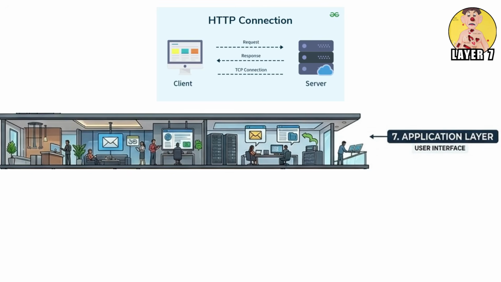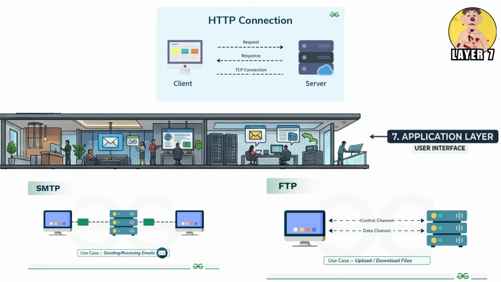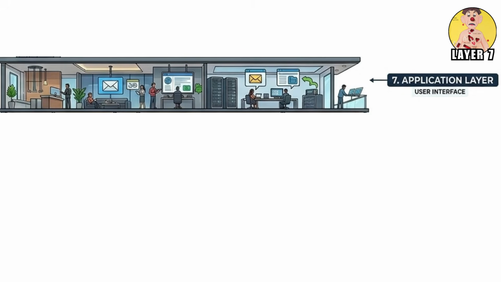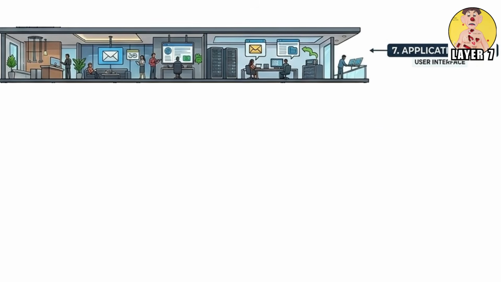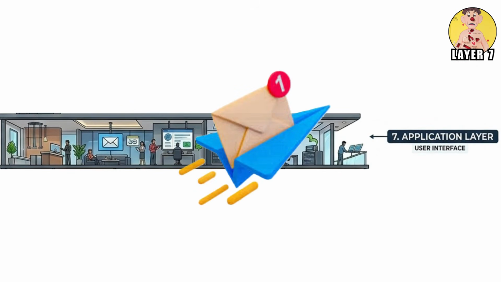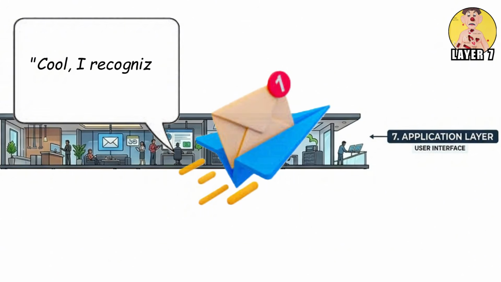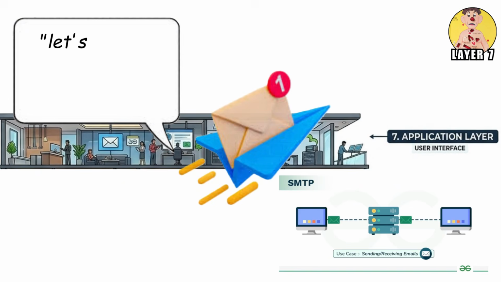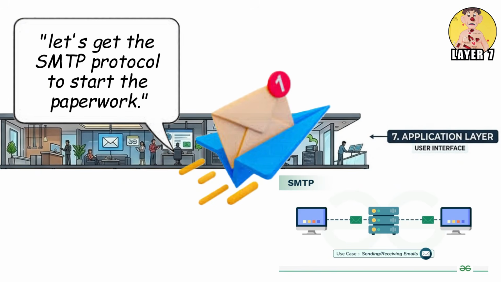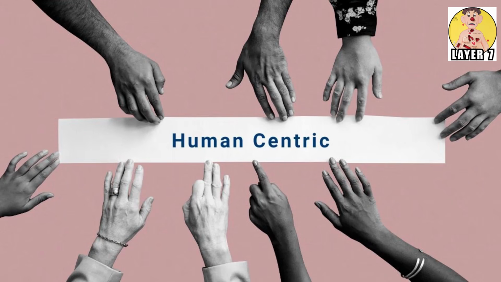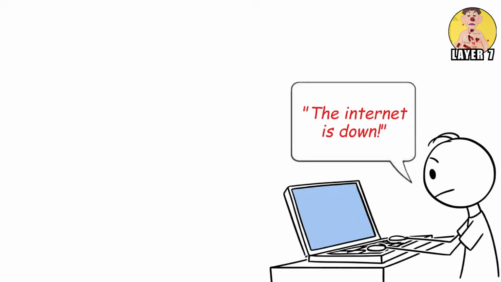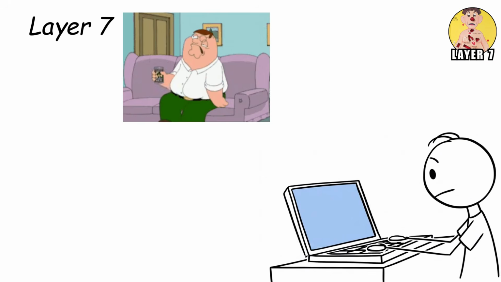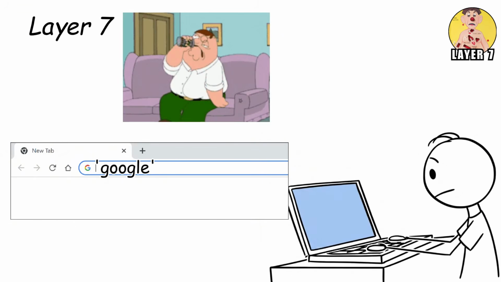Protocols such as HTTP, SMTP, and FTP operate in this layer. This layer doesn't run the app, it's the window the app uses to shout at the network. If you send an email, Layer 7 is the one that says, "Cool, I recognize this is an email. Let's get the SMTP protocol to start the paperwork." It's the most human-centric layer, which also makes it the most prone to being blamed for things that aren't its fault. "The internet is down" is usually just Layer 7 having a minor stroke because you typed Google into the address bar and hit enter.